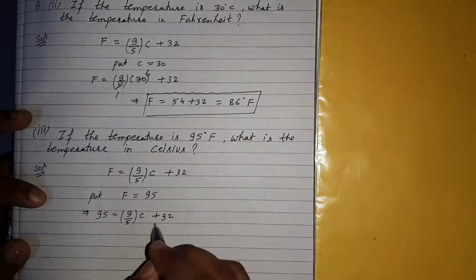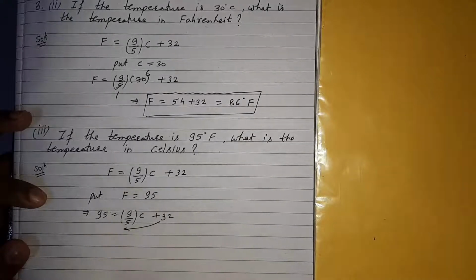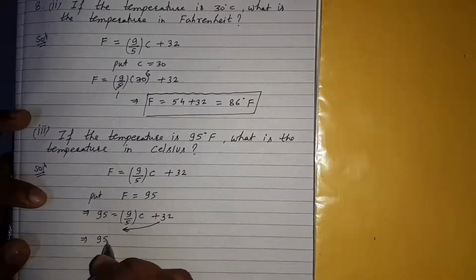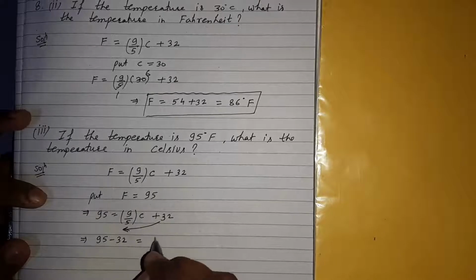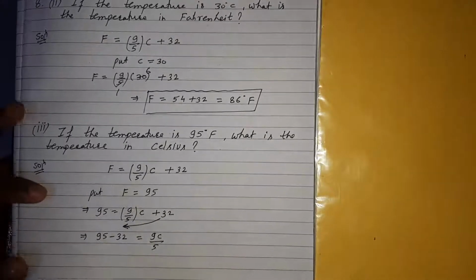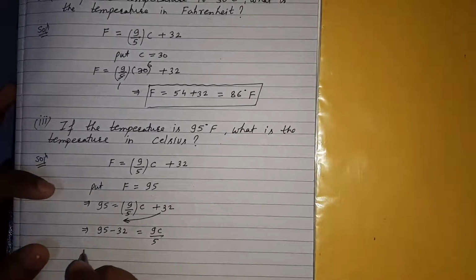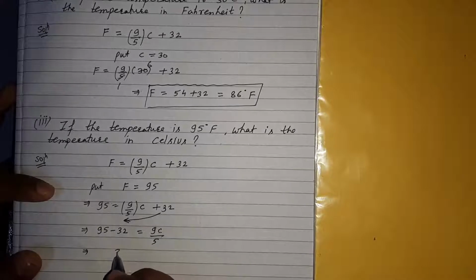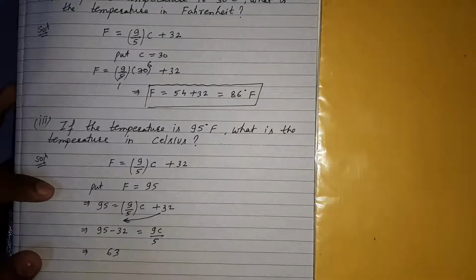Transpose 32 from one side to another side, so it will be negative. So it will be 95 minus 32 is equal to 9C upon 5. 9 multiply C, 9C. So it will be 9C upon 5 minus 95 minus 32. So 5 minus 2 is 3, 9 minus 3 is 6. Is equal to 9C upon 5.